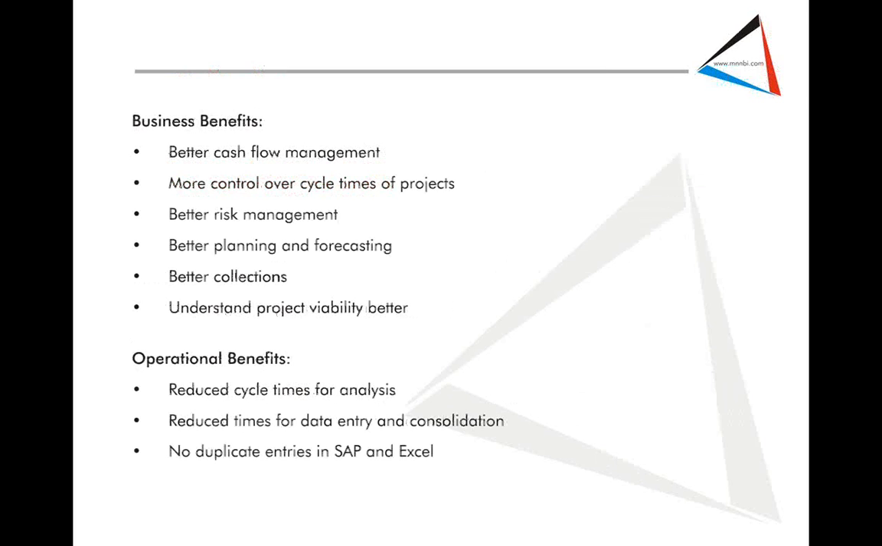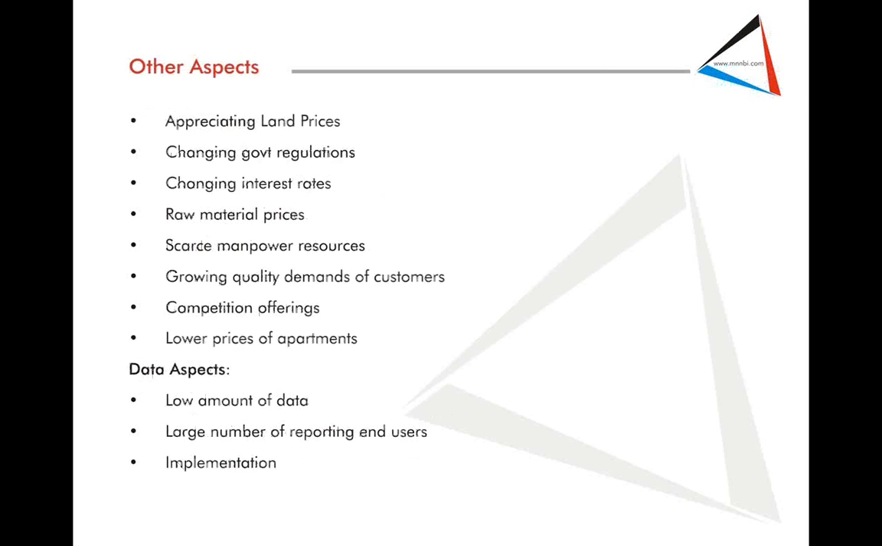The business benefits are these. They basically were looking at reducing the cash flow cycle time, reducing the risks, understanding the project viability, and doing better planning and forecasting. And the operational benefits were that they were looking at removing the duplicate entries between SAP and Excel and reducing the time for analysis. Construction industry has got a number of external parameters.